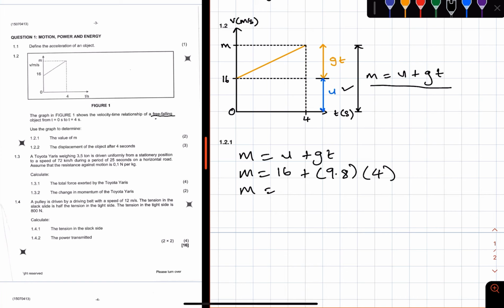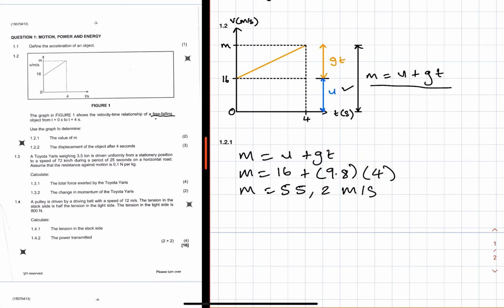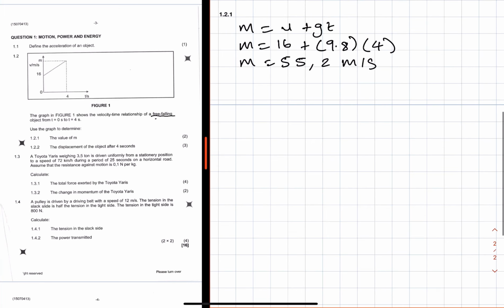So if you punch this in the calculator, you would get 55.2 meters per second, right? This is 2 marks, very easy. So let's move on to 1.2.2.